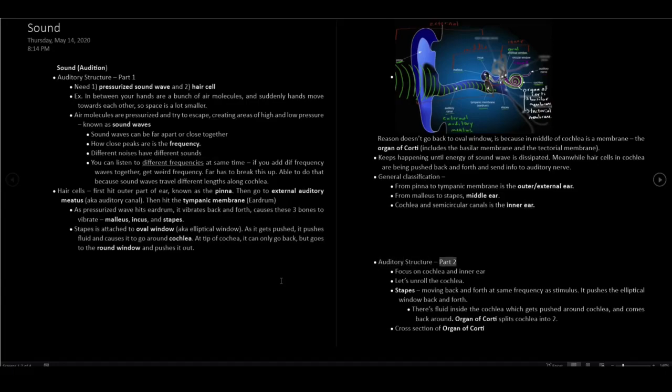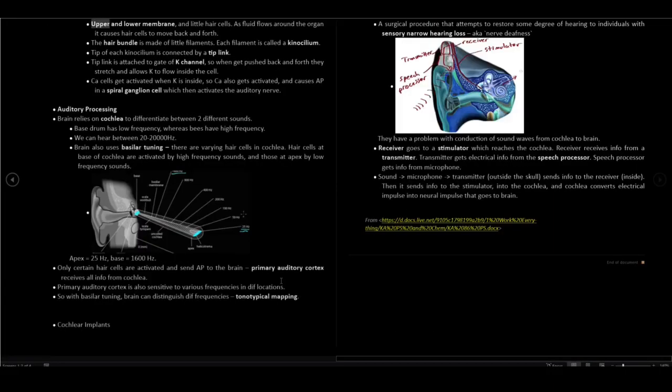Auditory structure part 2. Focus on the cochlea and inner ear. Let's unroll the cochlea. The stapes moves back and forth at the same frequency as the stimulus. It pushes the elliptical window back and forth. There's fluid inside the cochlea which gets pushed around the cochlea and comes back around. The organ of Corti splits the cochlea into two. Here is a cross-section of the organ of Corti: upper and lower membranes, and little hair cells. As fluid flows around the organ, it causes hair cells to move back and forth.